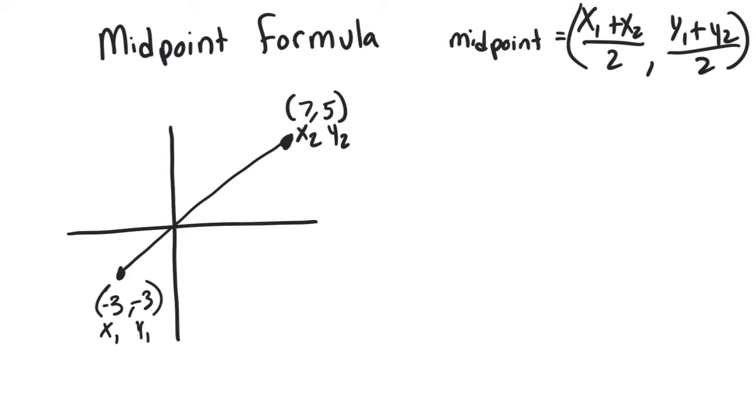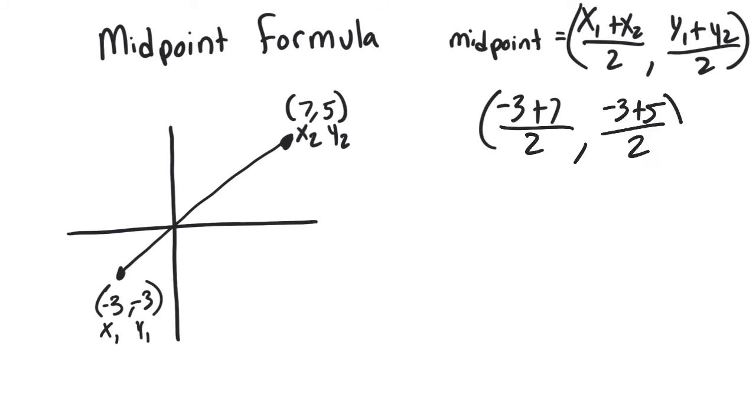That allows me to put the numbers into the formula and calculate. My x1 was -3, and my x2 was 7. Again, those come from here and here. I divide by 2, and that'll give me the x value of my midpoint. Then I do the same thing with my y's. My y1 is -3, and my y2 is 5. I'm going to divide by 2 to take their average. Again, those numbers came from here: y1 is -3, y2 is 5.